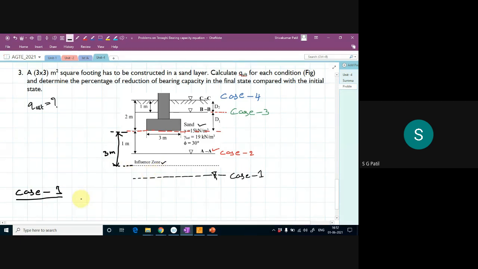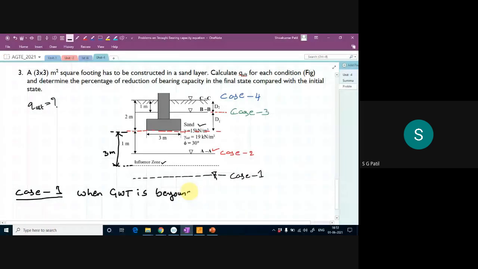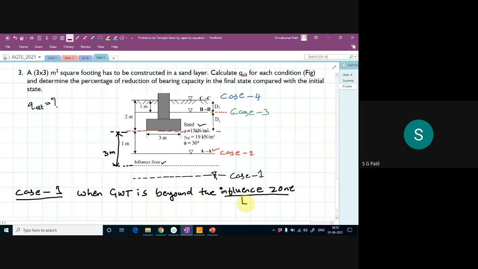So let us write case number 1. When the groundwater table is beyond the influence zone, what will be this influence zone? Tell me how much. This is 3 meter plus 2 meter, that means 2 meter from the ground plus 3 meter from your footing level.